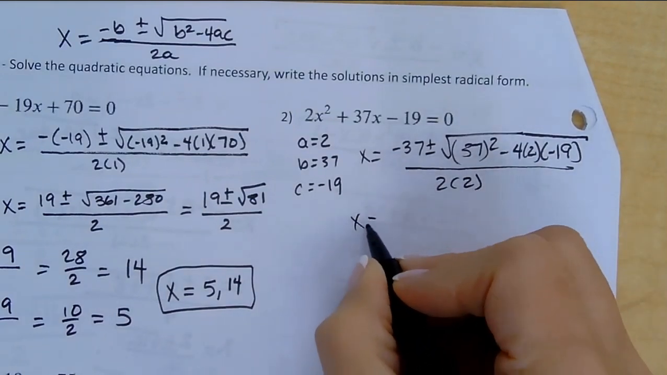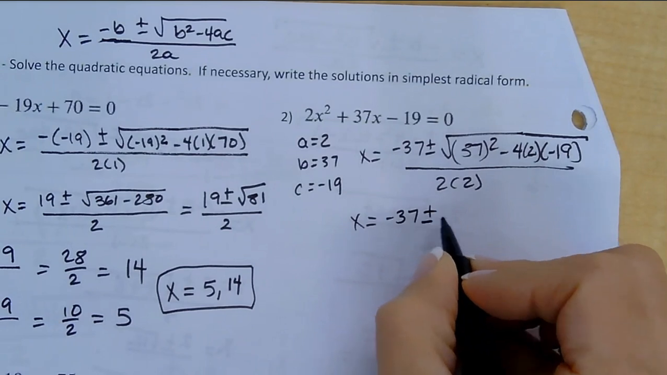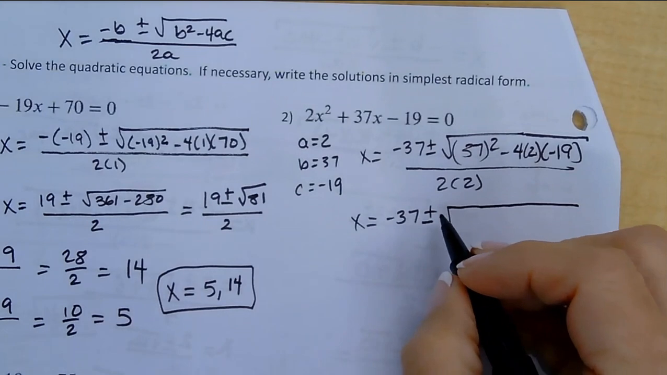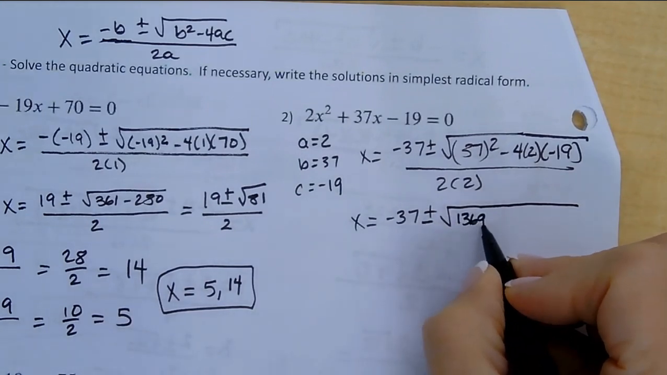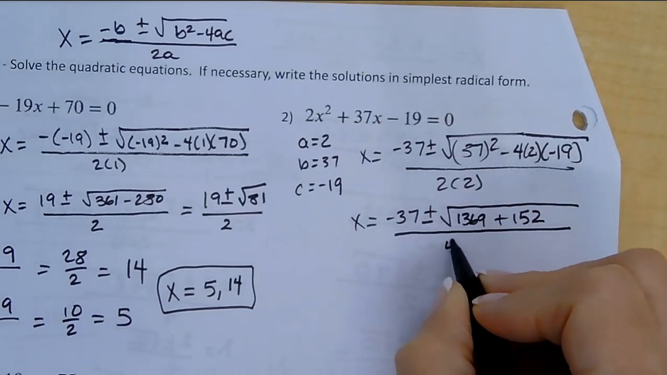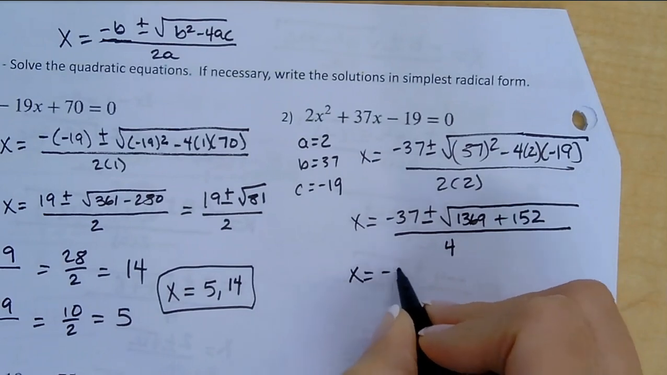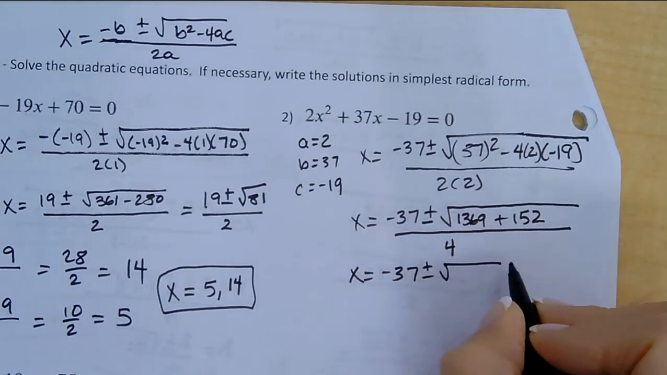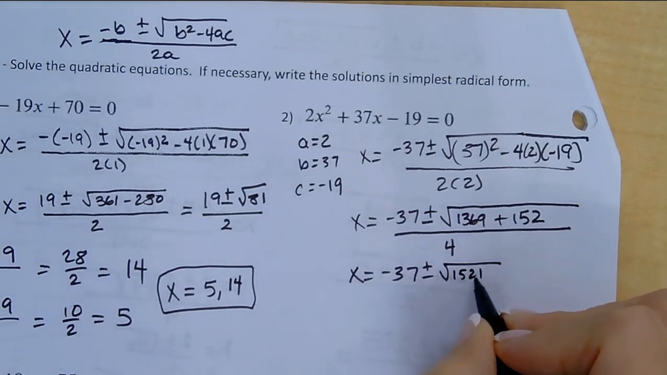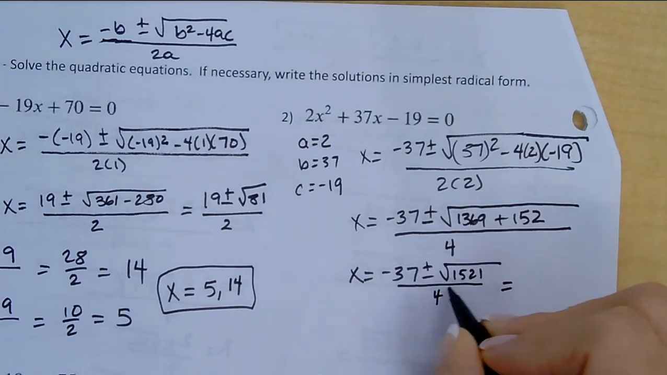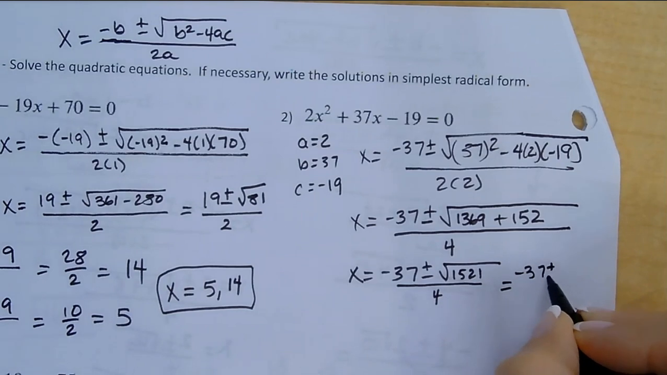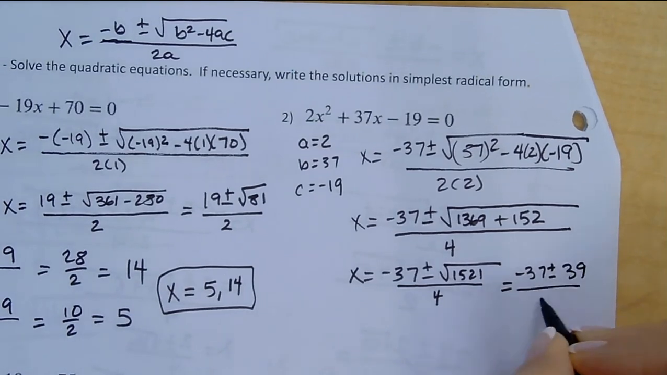When I simplify this, I know x equals negative 37 plus or minus, I'm going to use a calculator, of course, to figure out the square of 37, so I have 1369, and then plus 152 when I do that other math, and it's all over 4. Okay, so x equals negative 37 plus or minus the square root of 1521 all over 4. And when I think about that one on a calculator, I know that I have negative 37 plus or minus 39 all over 4.